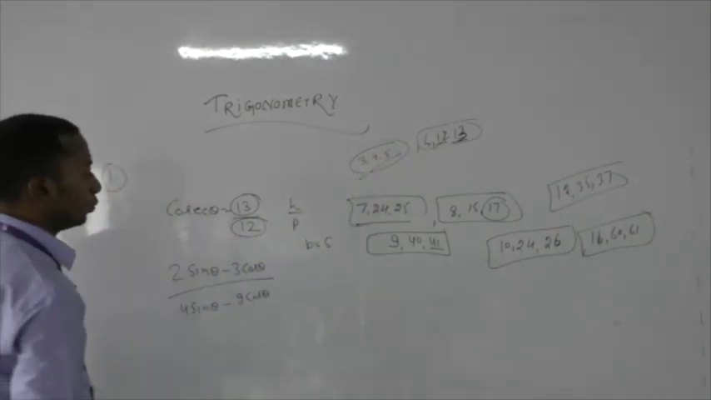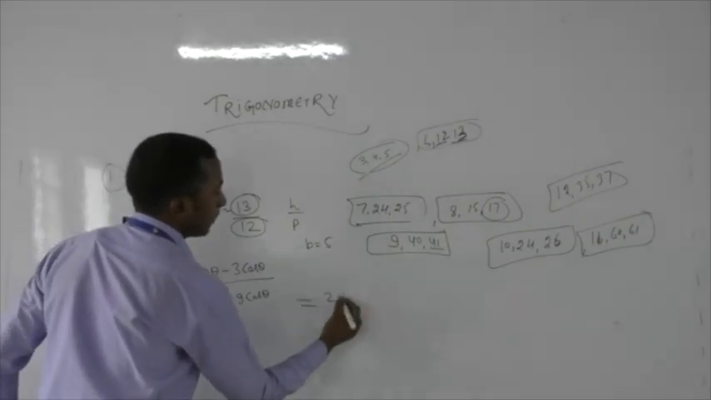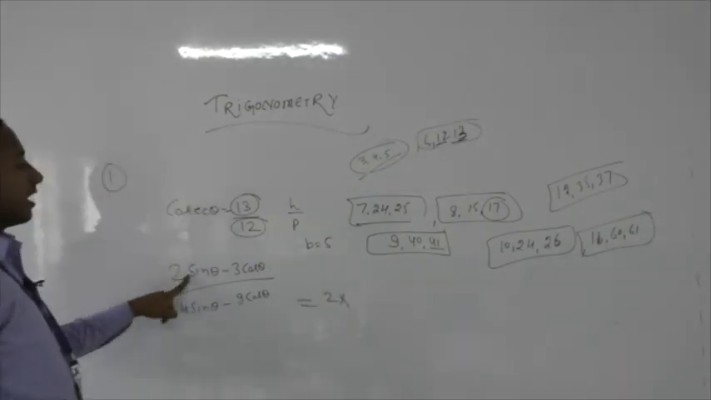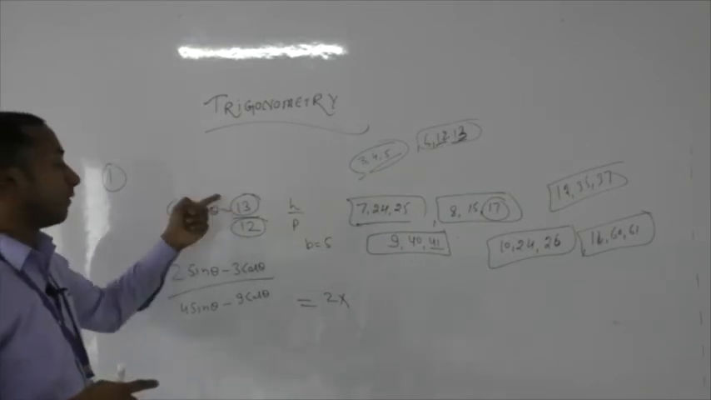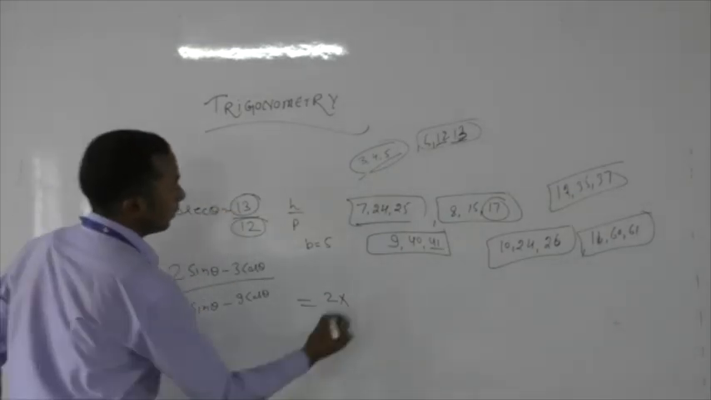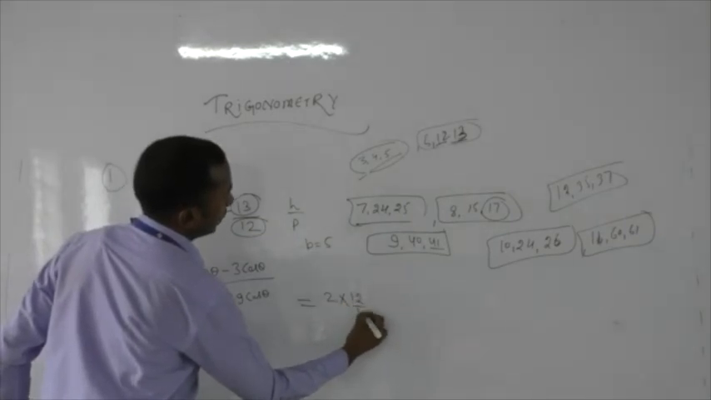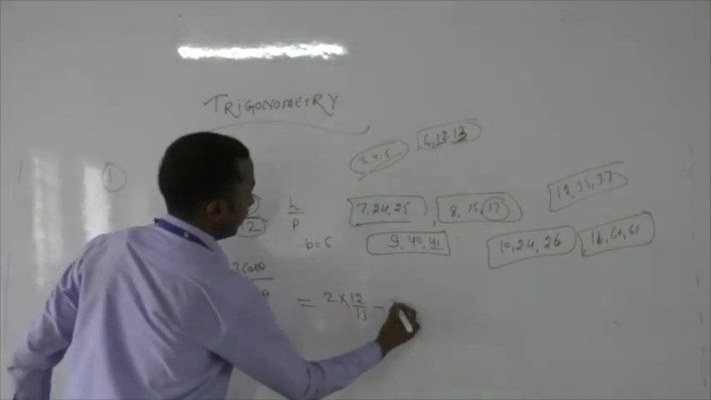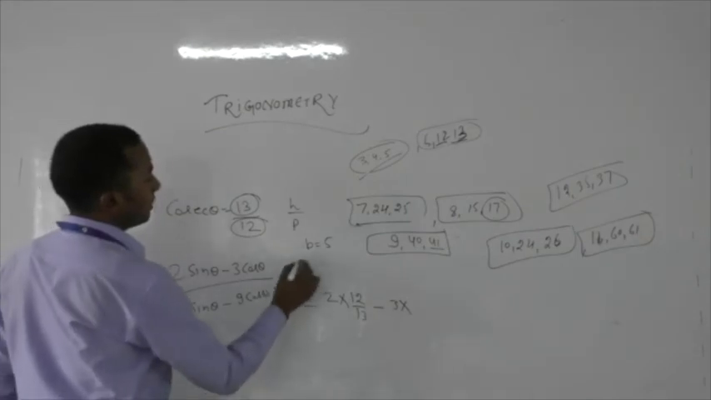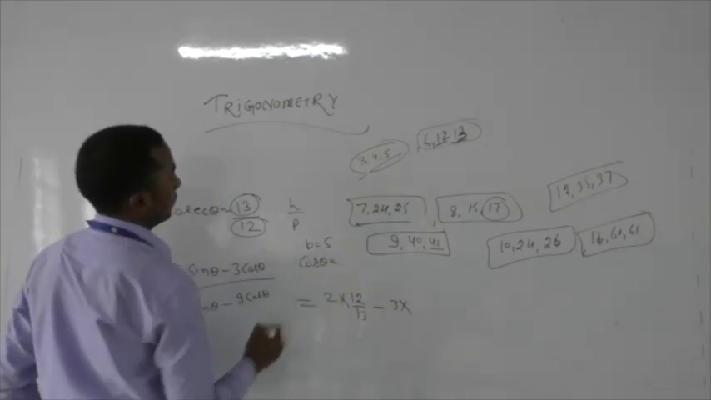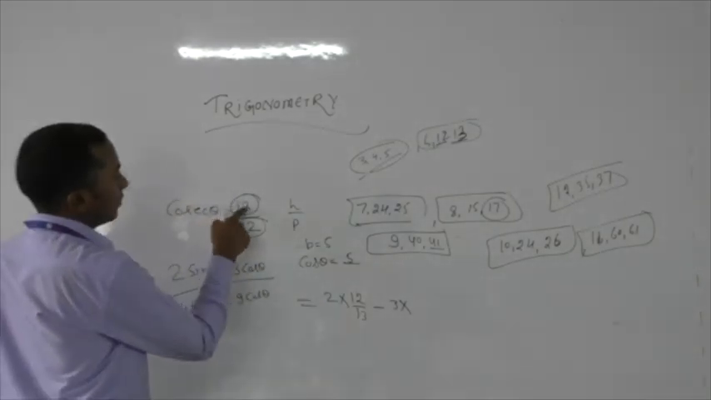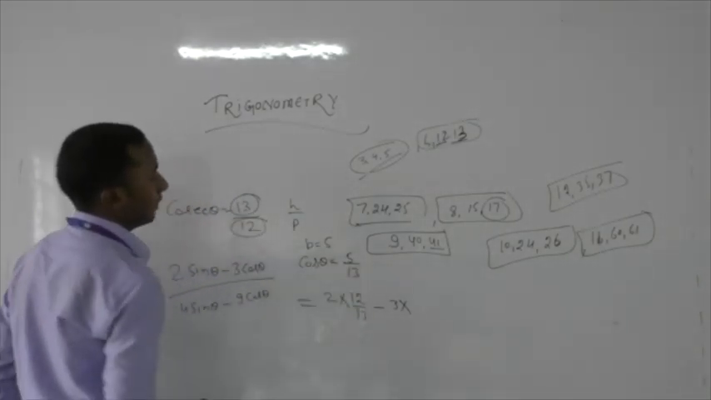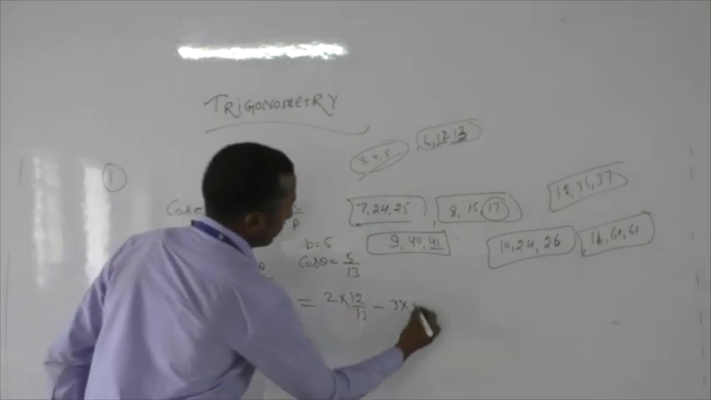Now 2. Sin theta is the reciprocal of cosec theta, we discussed earlier. The reciprocal of 13 by 12 is 12 by 13. So in the place of sin theta you can write 12 divided by 13, minus 3. Cos theta means base by hypotenuse. What is the base? Base is 5. And what is the hypotenuse? Hypotenuse is 13. So cos theta is 5 by 13. So in the place of cos theta you can write 5 by 13.